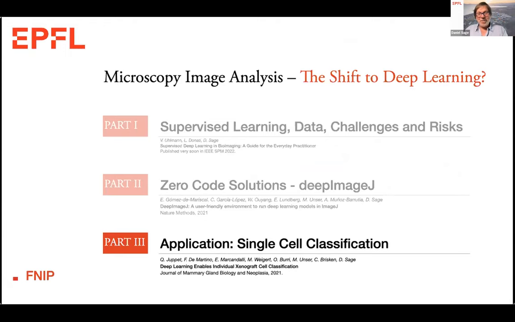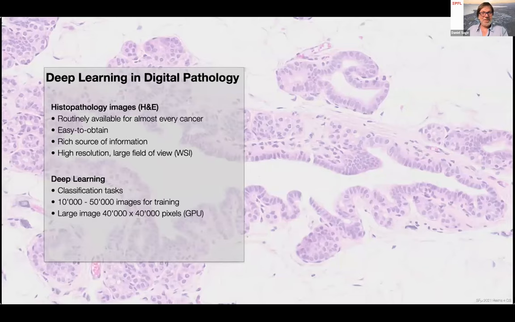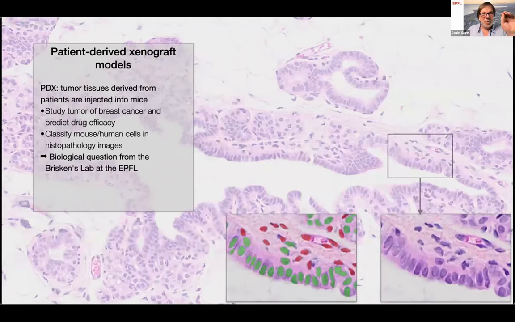It's just an application, to show an application, but there is a message behind it which is important for me. It's an application of deep learning in digital pathology, so it's completely classic in this sense. You know that we have these very, very large images where you want to count the number of nuclei. Here the application is a little bit different because we don't want only to count, but we want to classify into two classes because it's a xenograft model. There are mouse cells and human cells, and we want to classify them.